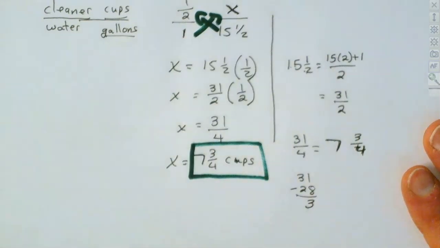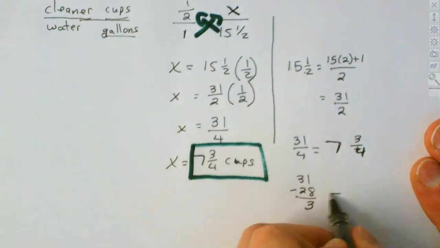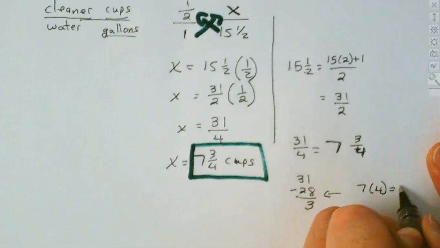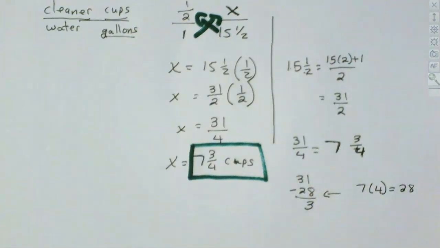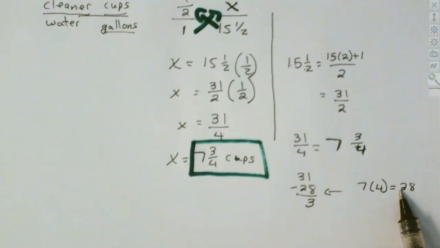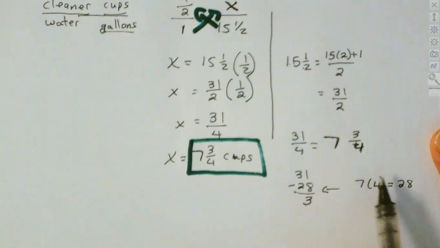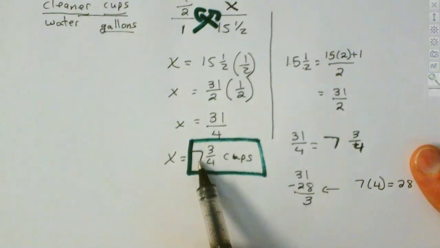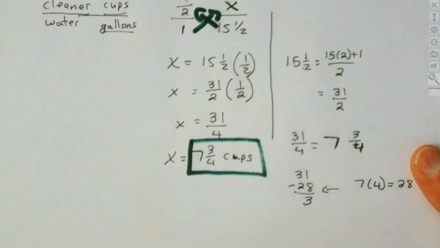Now, where did the 28 come from? Well, the 28 came from 7 times 4, which is 28, right? Now, I'm going to take my 31, which is my numerator, and I'm going to take out the 7 times the 4, which is out in front, which is the 28, and that leaves me then with a difference of what? 3. So that's my remainder. So that would come out to be 7 3/4 of a cup.